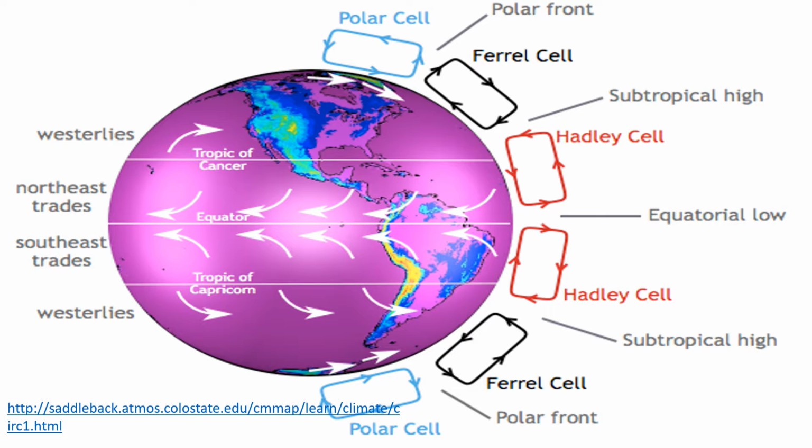Okay, trade winds. In the northern hemisphere, warm air around the equator rises and flows north towards the poles. As the air moves away from the equator, the Coriolis effect deflects it towards the right.